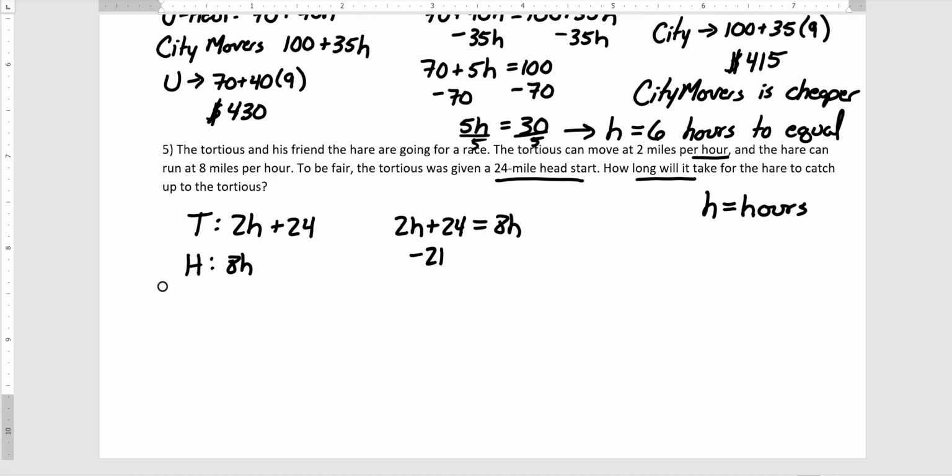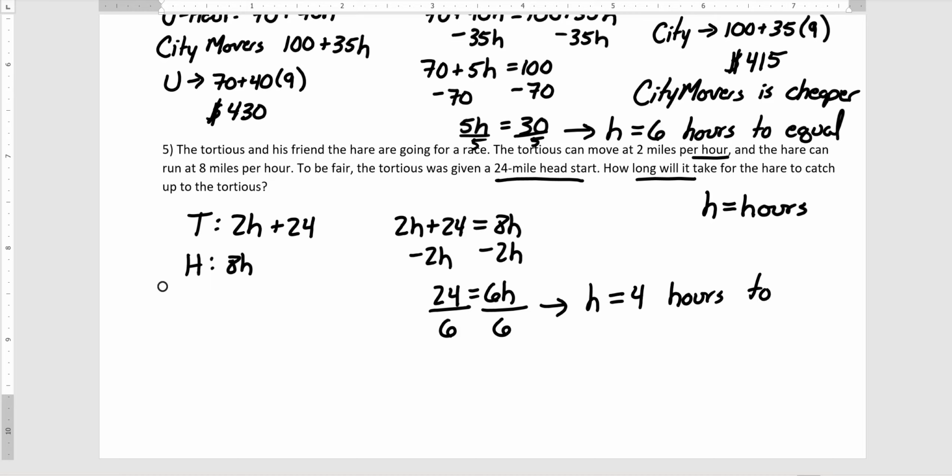Subtract 2h from both sides. That will tell us 24 equals 8h minus 2h, which is 6h. We've got to get h all by itself, so let's divide by 6. 24 divided by 6 is 4. So that means h is 4 hours. It will take 4 hours to catch up.